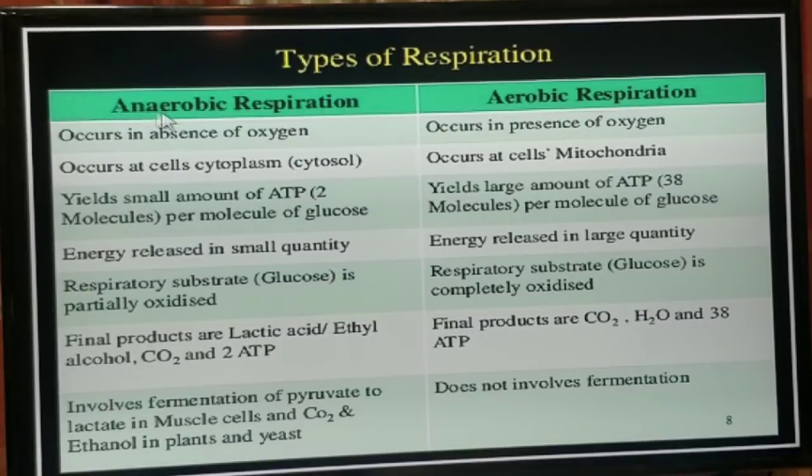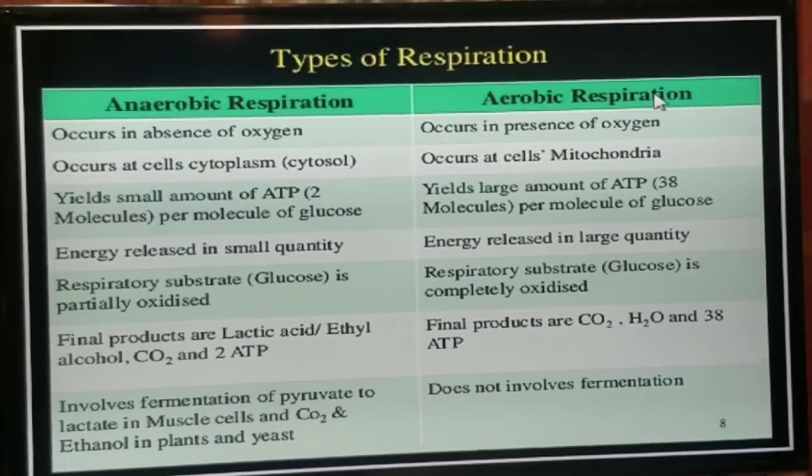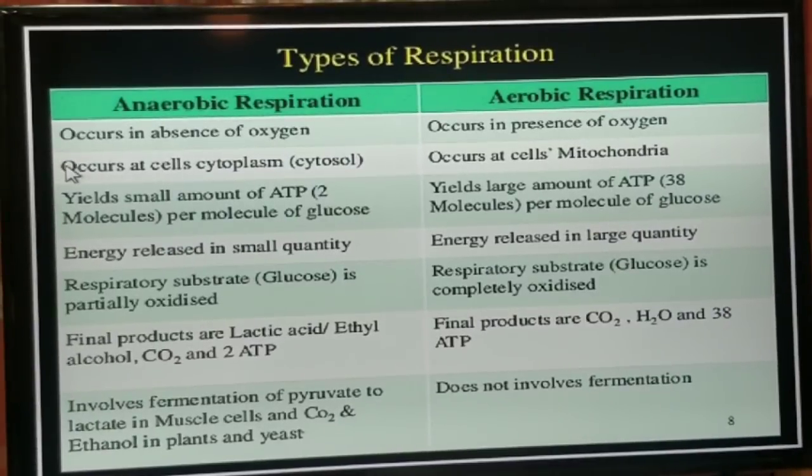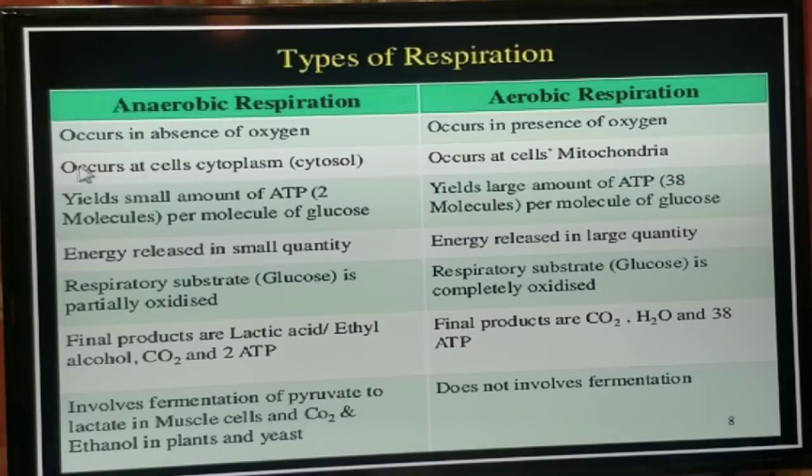Now we'll see the difference between anaerobic respiration and aerobic respiration. Anaerobic respiration occurs in the absence of oxygen, whereas aerobic respiration occurs in the presence of oxygen. Anaerobic respiration occurs in the cell's cytoplasm, whereas aerobic respiration occurs in the mitochondria of the cell. Anaerobic respiration yields a small amount of ATP, that is 2 molecules per 1 molecule of glucose.